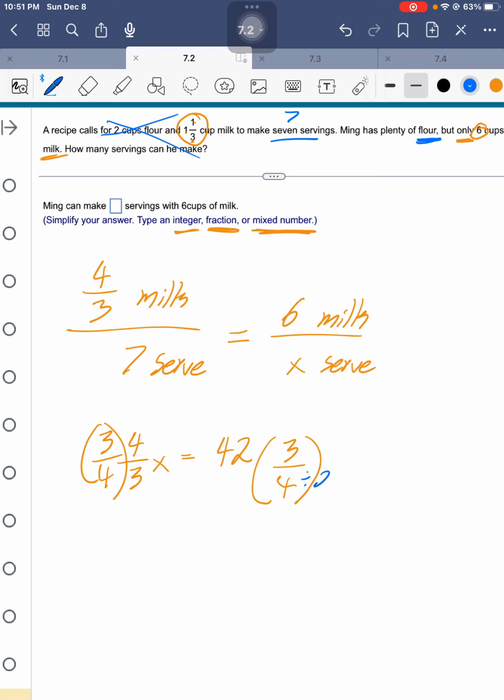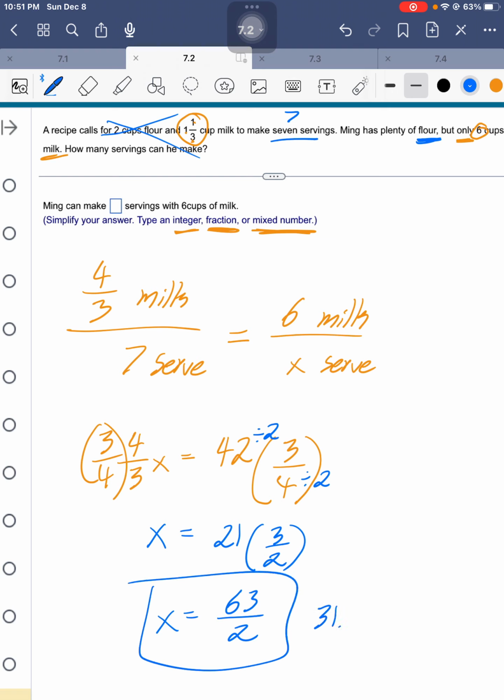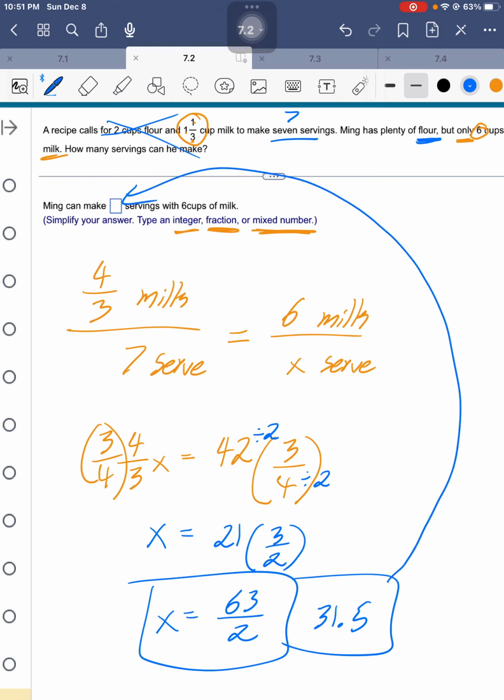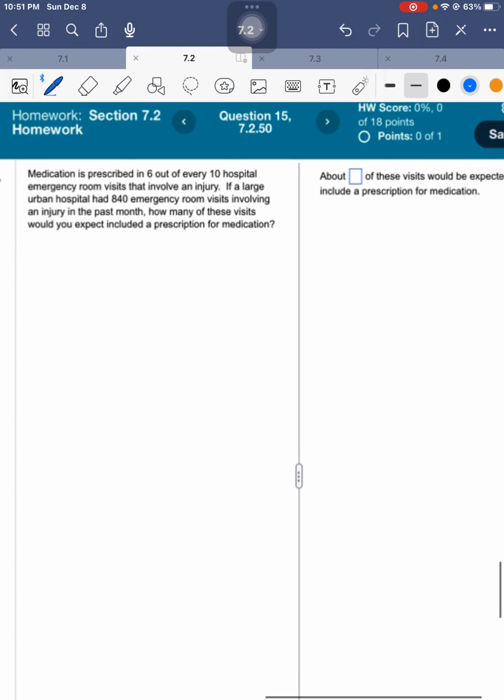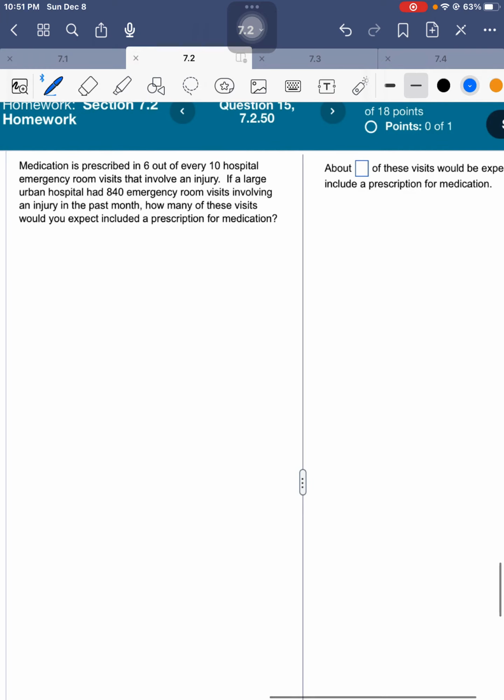So I'm going to simplify. The greatest common factor between 4 and 42 is 2. So I'm going to divide this by 2, divide this by 2 to simplify. So my x is going to equal 21 times 3 over 2. So my x is 3 times 21 is 63 divided by 2, which is also the same as 31.5. It doesn't really matter how you do it, okay? So there we go. I can make 31 and a half servings with only 6 cups of milk, okay?